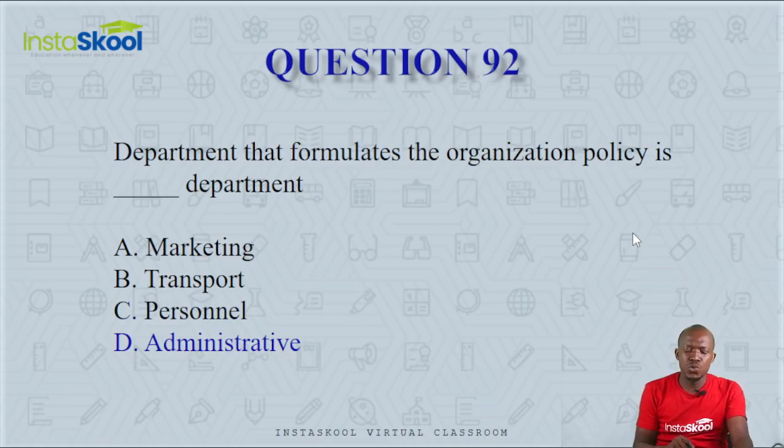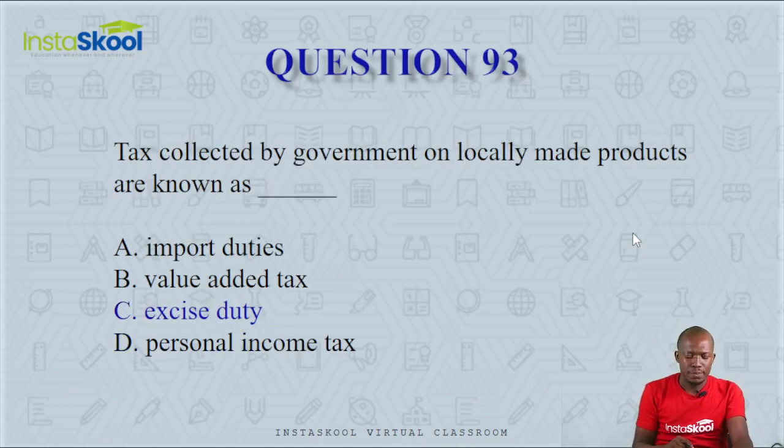Question number 92. The department that formulates the organization's policy is the dash department. So this should be an easy question. We already treated it previously. Is it the marketing, transportation, personnel, or administrative department? The department that formulates policy and implements those policies is the administrative department. Option D.